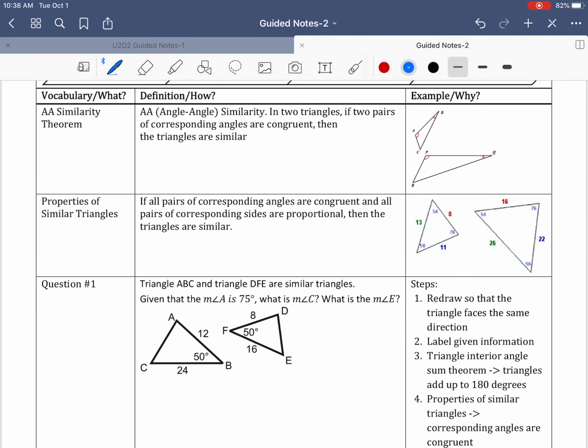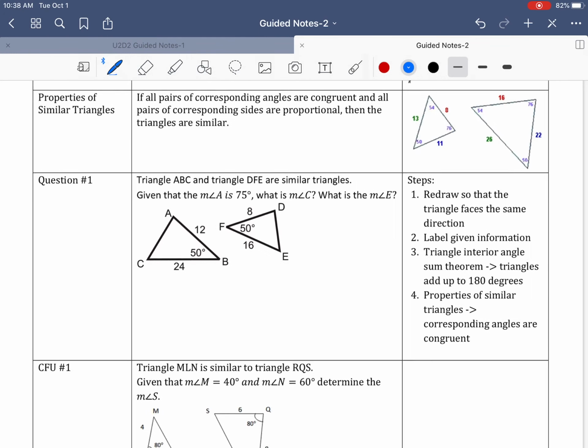So to get started, we need to understand the angle-angle similarity theorem. What this theorem states is that in two triangles, if you have two pairs of corresponding angles that are congruent, then the triangles are similar. So if we look right here, we have angle A and angle P that are congruent, and angle B and angle Q that are congruent. Since we have two pairs of corresponding angles that are congruent, then these two triangles are similar.